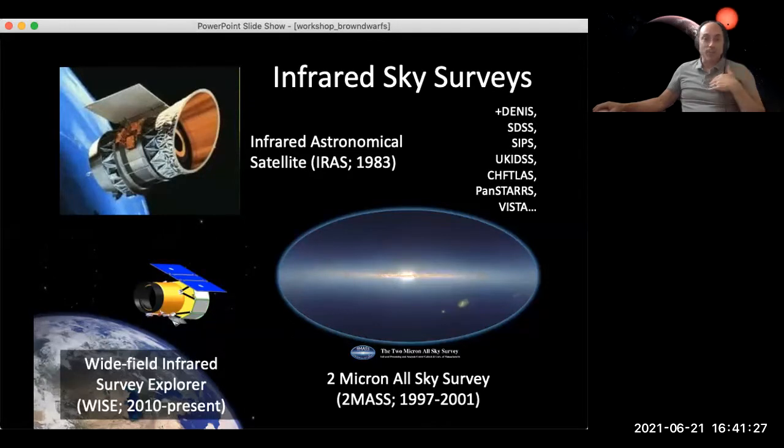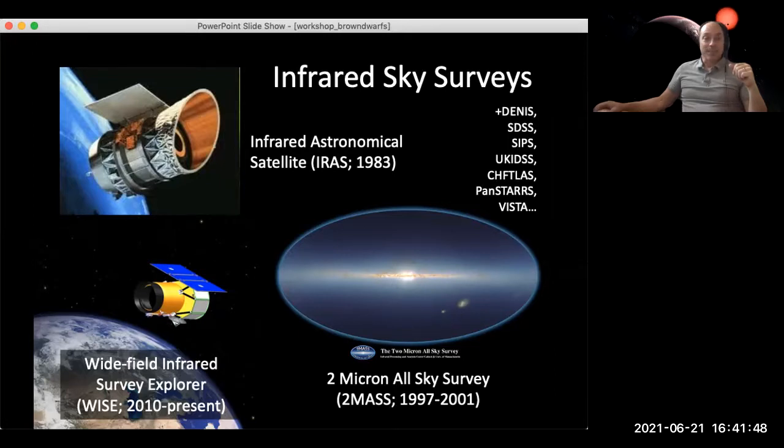Then when I was a graduate student, I used a survey called 2MASS, which was two telescopes, one in Chile and one in Arizona, which imaged the entire sky in the infrared. This is a picture of the galaxy in the infrared. You can see that familiar disk structure there, the bulge in the middle, the Magellanic Clouds there on the side.